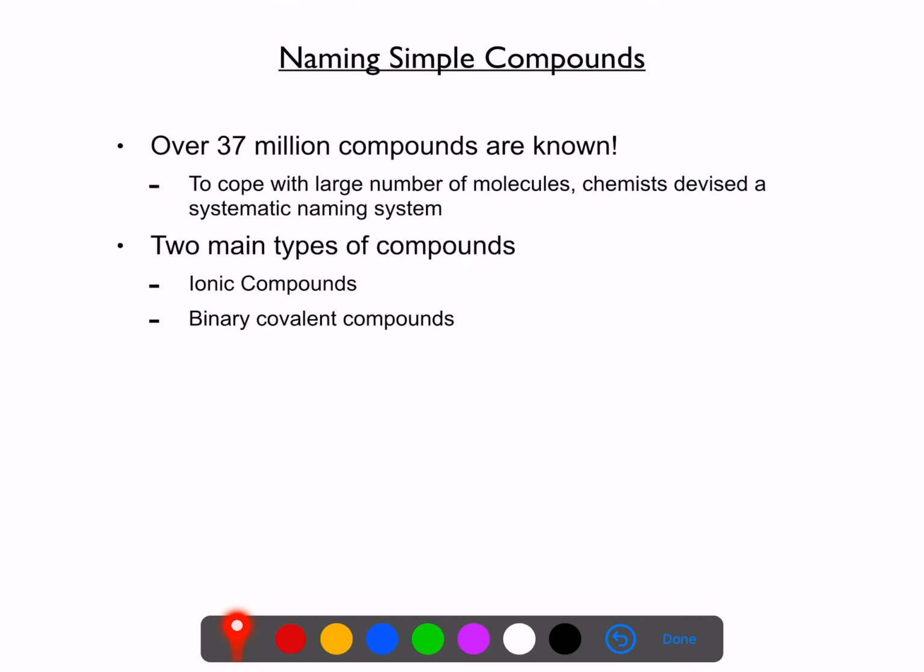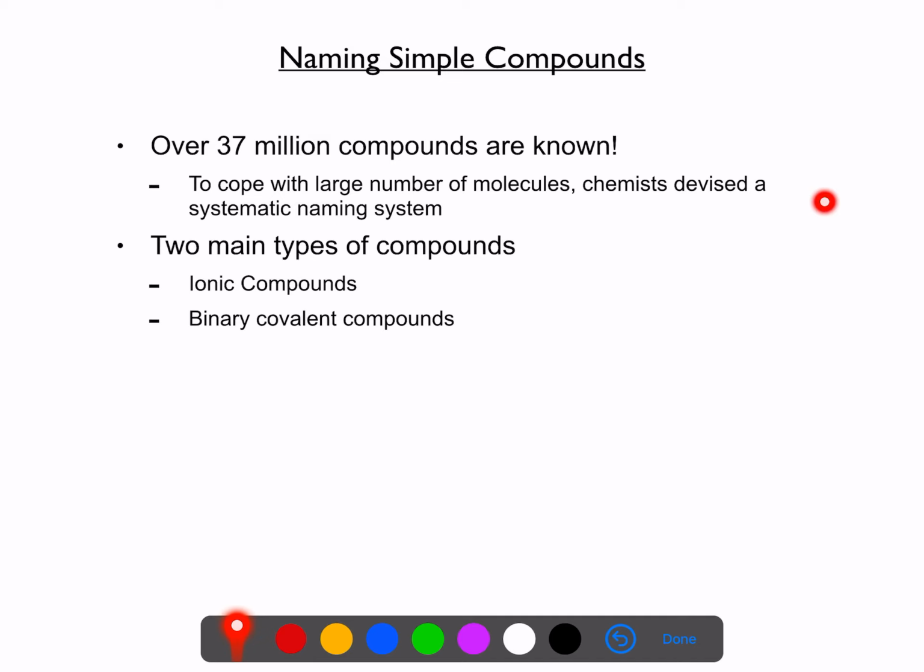So when we think about compounds, one of the things to keep in mind is, to date, there's over 37 million different compounds known. To cope with the scale of this number of molecules, chemists have devised a systematic naming system that allows us to communicate accurately the chemical formulas of these compounds.